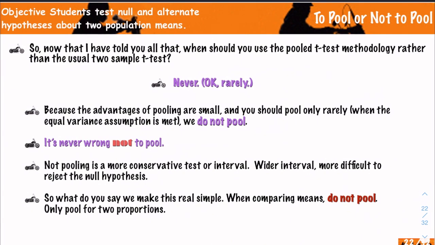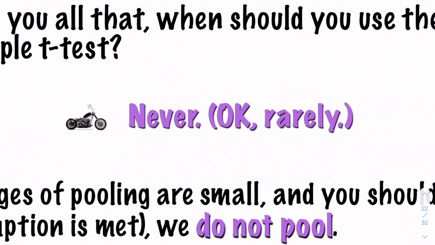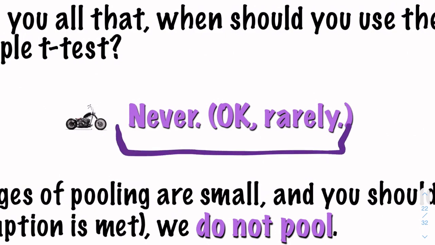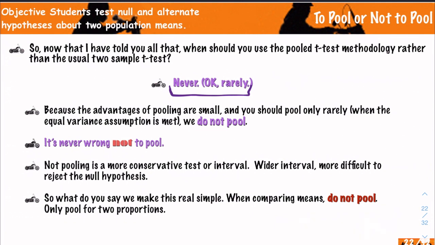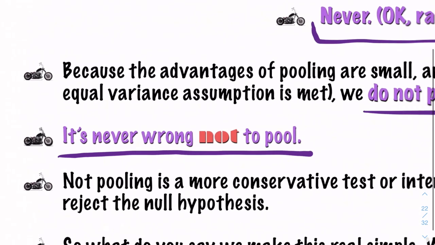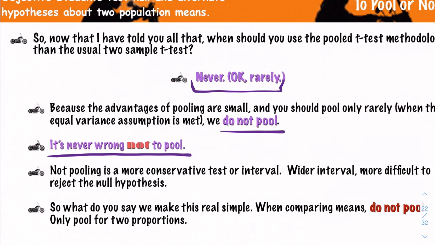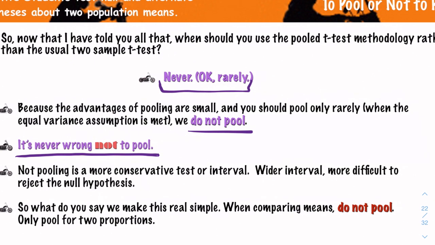So now that I've told you all of that, when should you use the pooled t-test methodology rather than the usual two-sample t-test? Never. Okay, rarely. But rarely to never are we going to use the pooled t-test. Because the advantages of pooling are small, you should pool only rarely, when the equal variance assumption is met. Otherwise, we do not pool. It is never wrong not to pool. Not pooling is actually a more conservative test or interval: a wider interval, and it is more difficult to reject the null hypothesis.